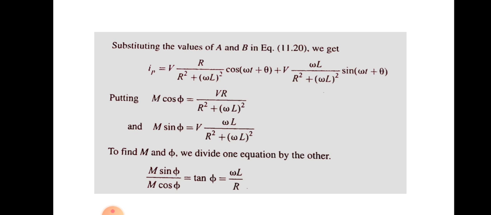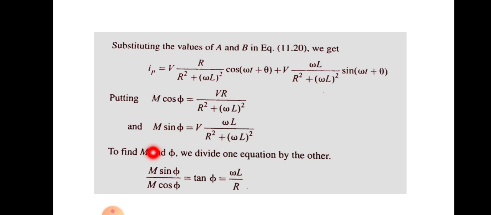So we will get the equation for IP dash as V into R by (R square plus L omega whole square) into cos(omega t plus theta), plus V into L omega divided by (R square plus L omega whole square) into sin(omega t plus theta). This is a lengthier equation, so in order to simplify it, we are making some substitutions, such as M cos phi equal to this term, that is VR by (R square plus L omega whole square). Similarly, M sin phi equal to this term, V into L omega by (R square plus L omega whole square).